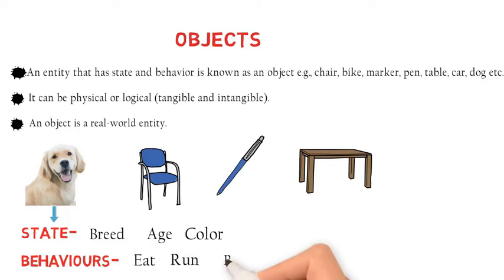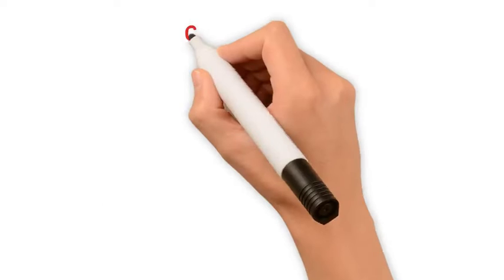If we consider dog as an object, it has a state. State is breed, age, color. This is the state of the dog. And behaviors are eat, run, bark. These are the behaviors of the dog, meaning the functions which it performs.